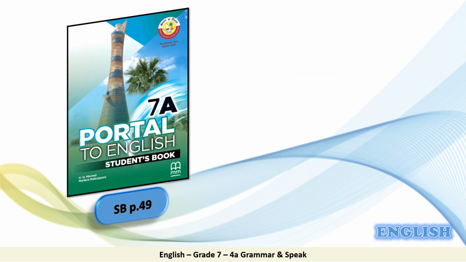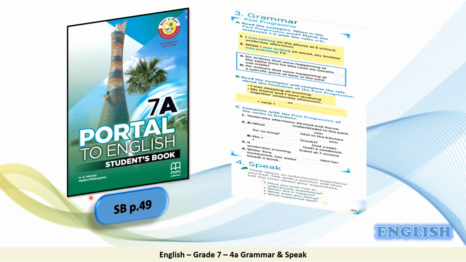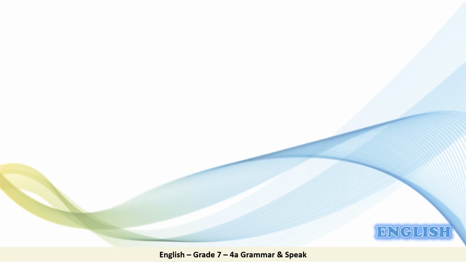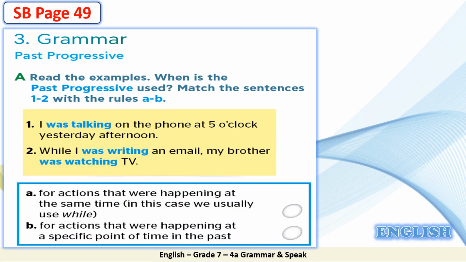Now kindly open your student book on page 49. In your student's book, page 49, go to part 3, Grammar, Past Progressive. Read the given instructions for task A. A. Read the examples. When is the past progressive used? Match the sentences 1 and 2 with the rules A and B.